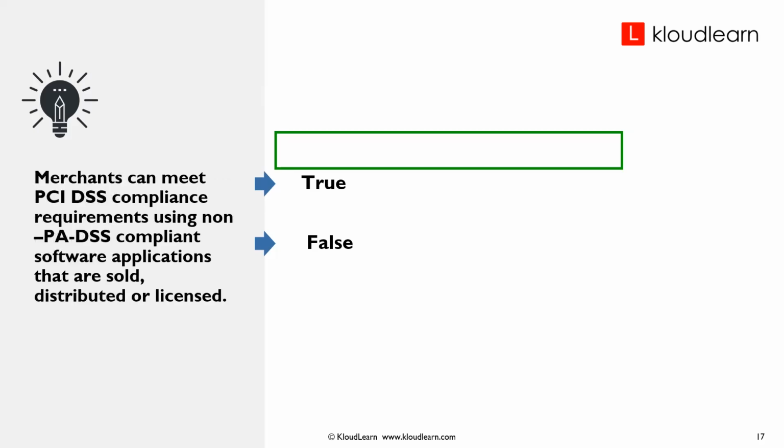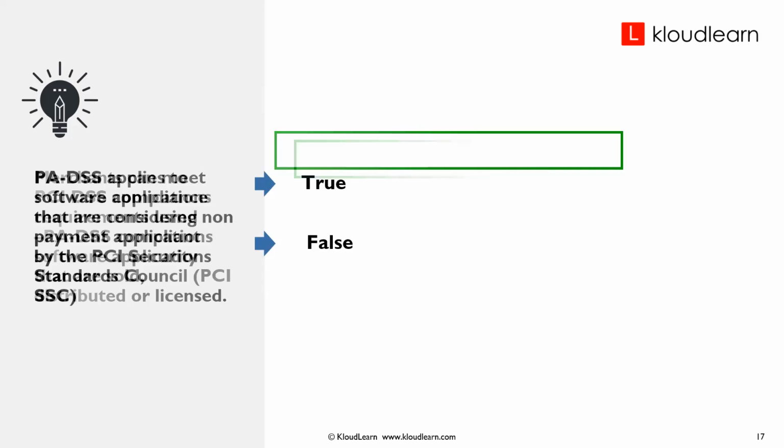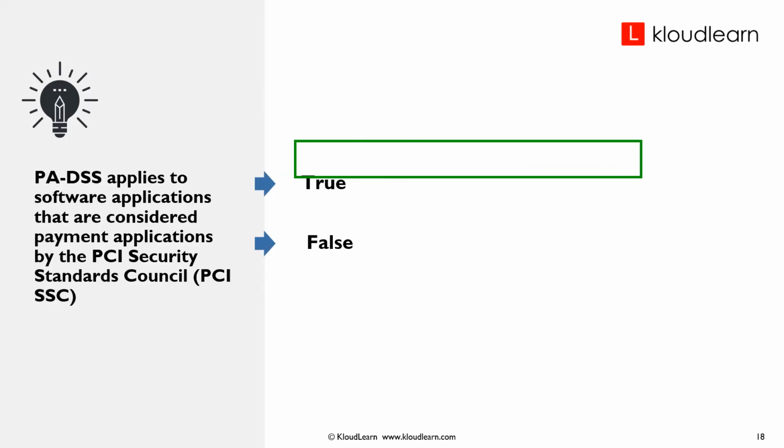Merchants can meet PCI DSS compliance requirements using non-PA-DSS compliant software applications that are sold, distributed, or licensed. True or false? PA-DSS applies to software applications that are considered payment applications by the PCI Security Standards Council. True or false?